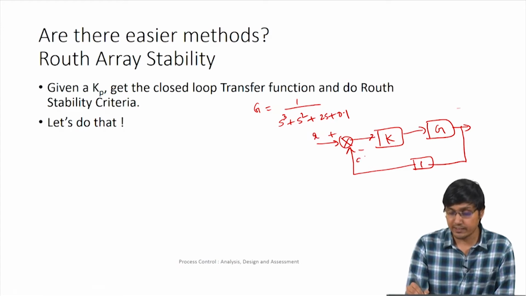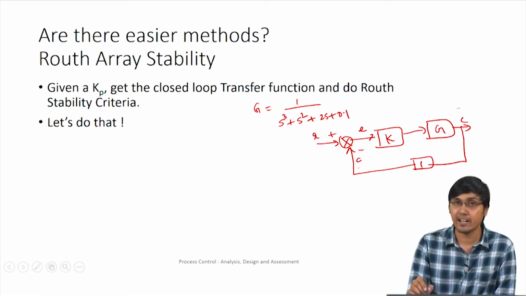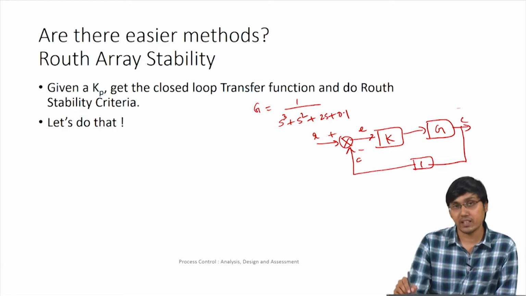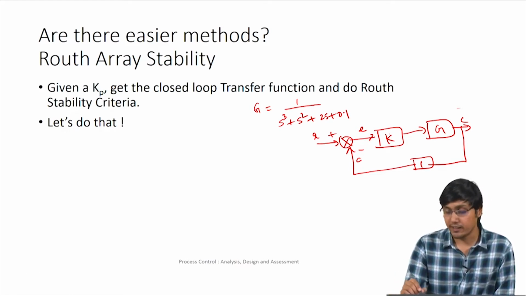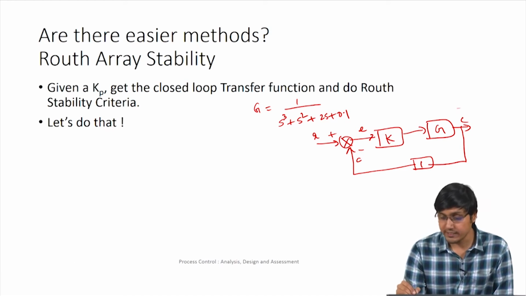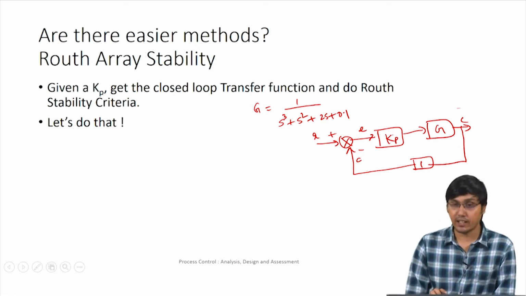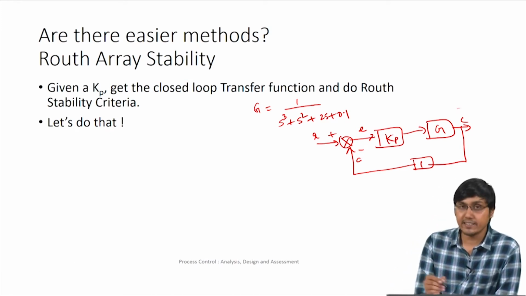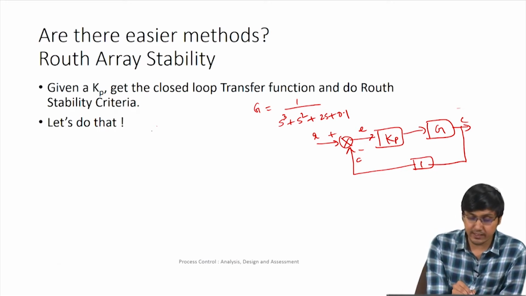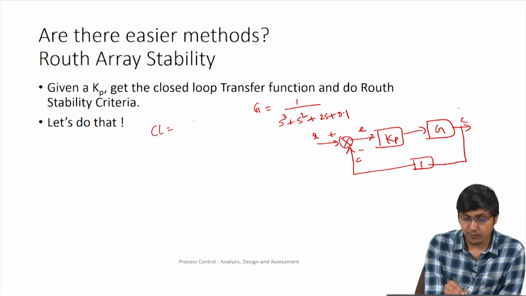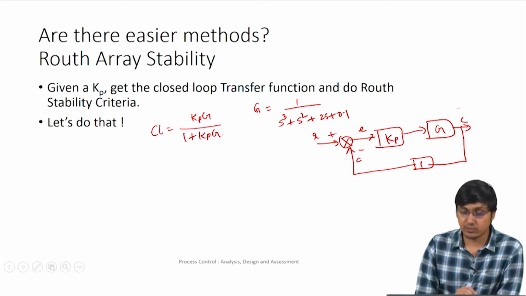So basically this is C, and this is the error. Error is nothing but the set point minus the value of the control variable as measured by the sensor. Now this is a proportional controller, so we have only the Kp here. So now we can easily write the closed loop transfer function. Let us say CL equals Kp into G by 1 plus Kp into G. So, this is what the closed loop transfer function is.